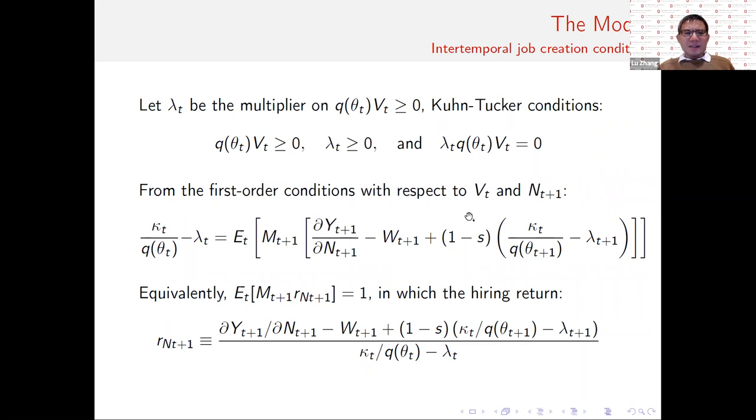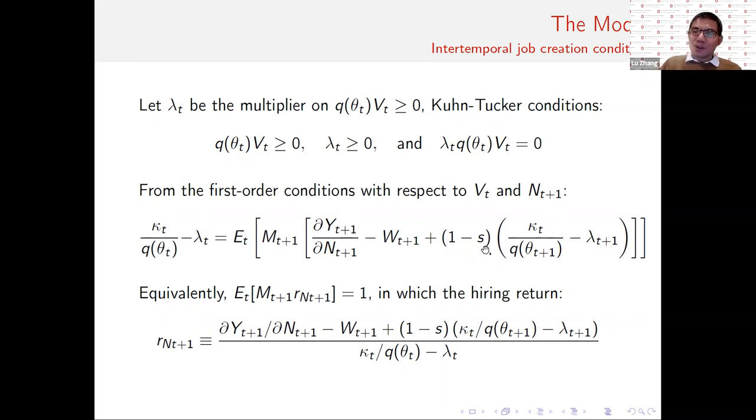Analogously, we have the intertemporal job creation condition. First of all, we have the Kuhn-Tucker condition here. And the first order conditions for vacancy and employment combined together give you the intertemporal Euler equation, the job creation Euler equation. The left-hand side is the marginal cost of hiring. The right-hand side is the marginal benefit of hiring. So after you pay the marginal costs, you get one extra unit of employment, and that worker is going to produce for you. You have to pay the wages, and then net of separation.